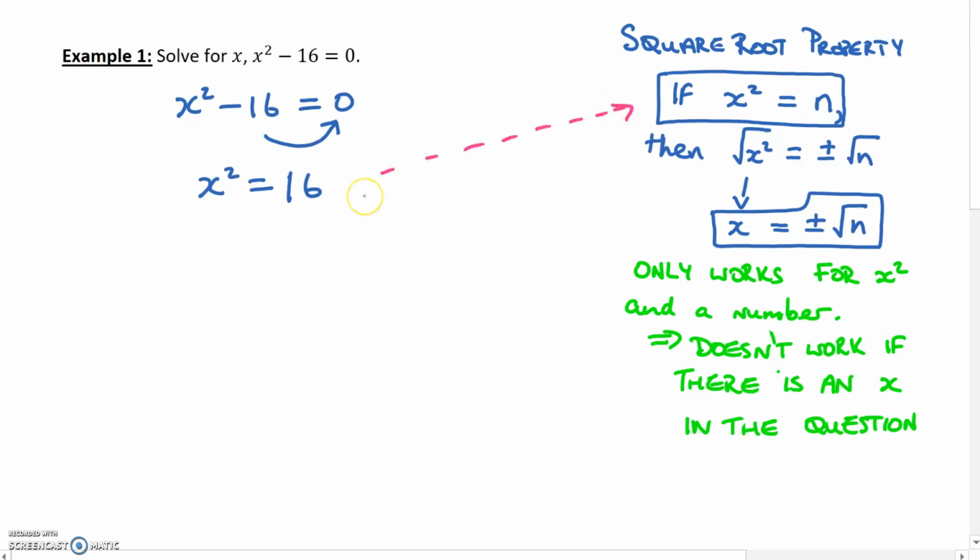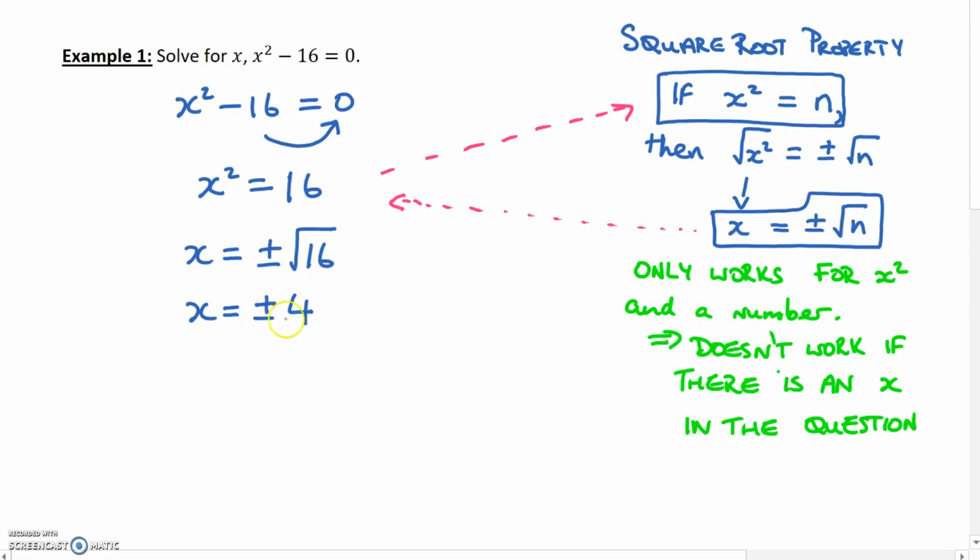We have x squared equal to a number. Well, if x squared is equal to a number, then x, which is what we always want, x on its own, is equal to plus or minus the square root of n. So plus or minus the square root of 16. And now the square root of 16 is 4, so it's going to be plus or minus 4.